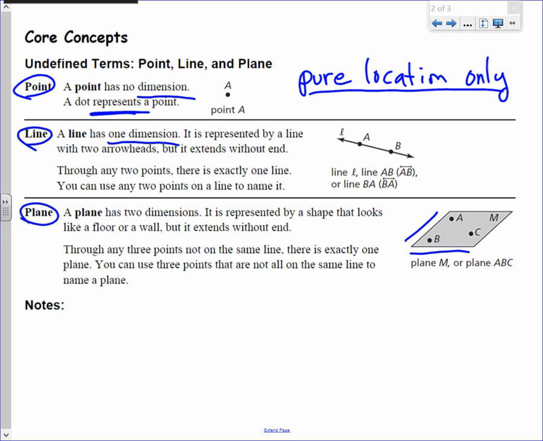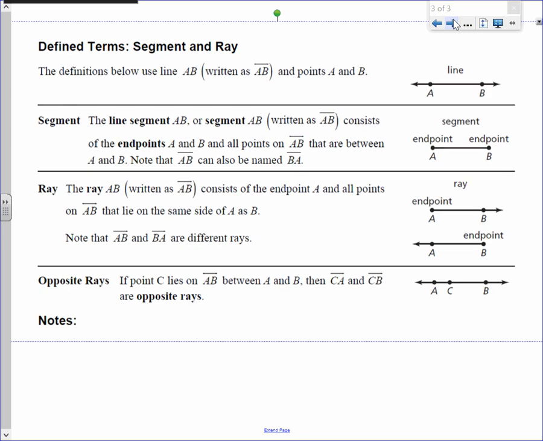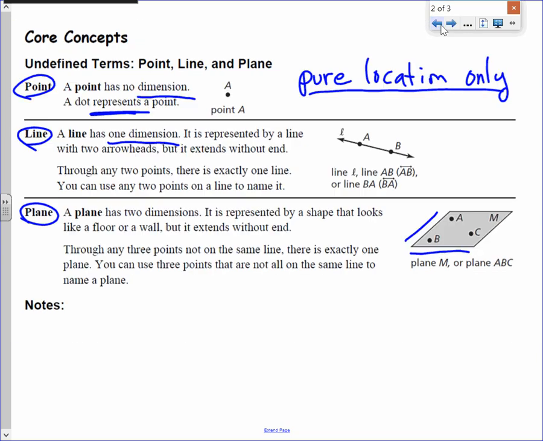Wait, let's go one at a time. It does have an arrow, it just stops right there. Right. When it doesn't have an arrow, it's actually one of these. It's a line segment. You see it has endpoints. That's down at the lower end of your paper.